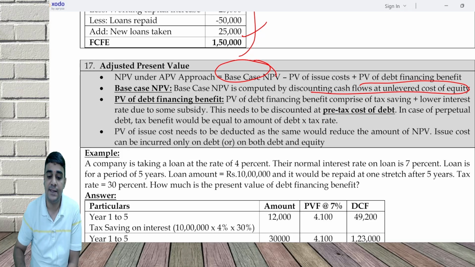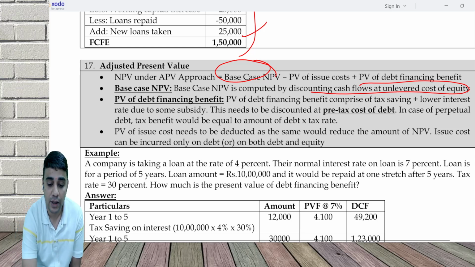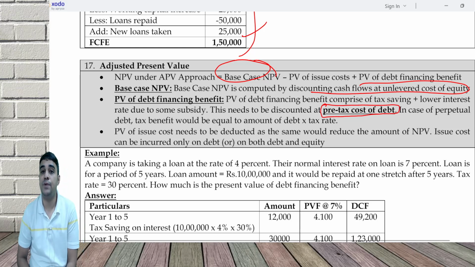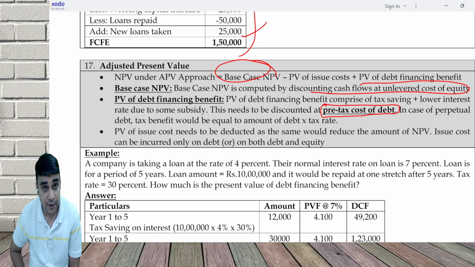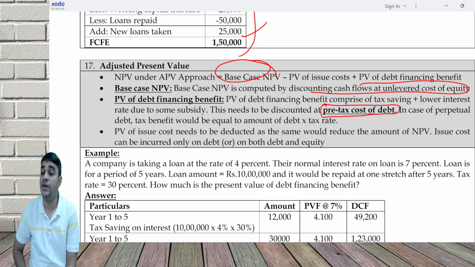PV of debt financing benefit comprises tax saving plus lower interest rate due to some subsidy. This needs to be discounted at what? In case of perpetual debt, we did this in the valuation of a distressed company. In case of perpetual debt, the tax benefit is equal to amount of debt into tax rate.